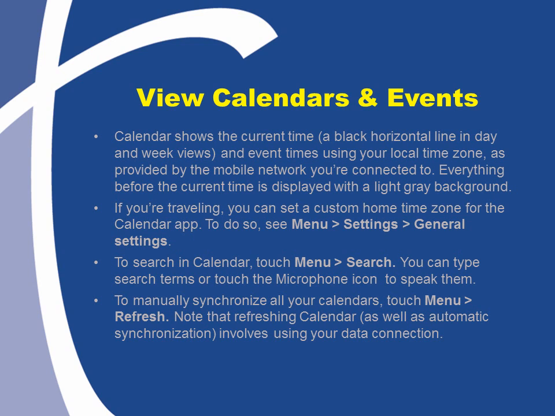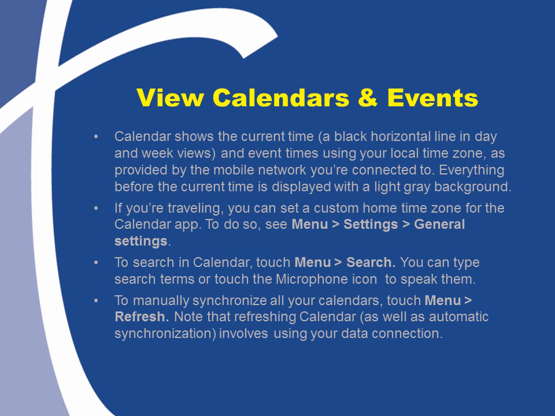Now to search in Calendar, touch Menu and then click on Search. And then you can search for terms, or what's really cool is you can touch the microphone icon and then speak what you're looking for into your phone. And then it'll automatically go through and search all of your calendars for the item that you are looking for.